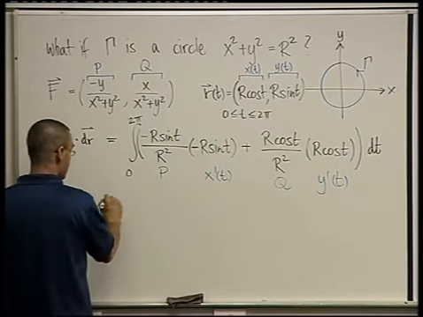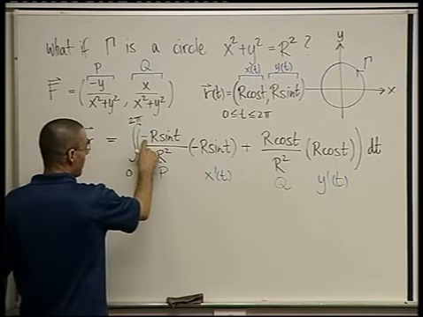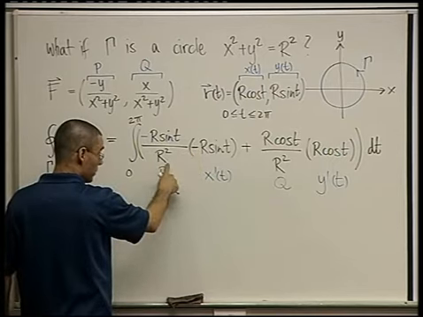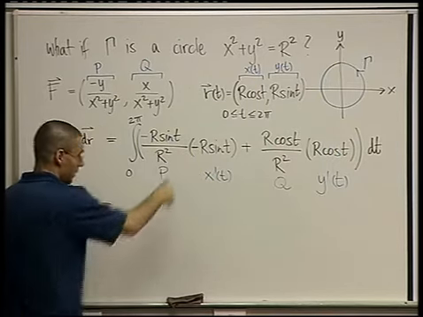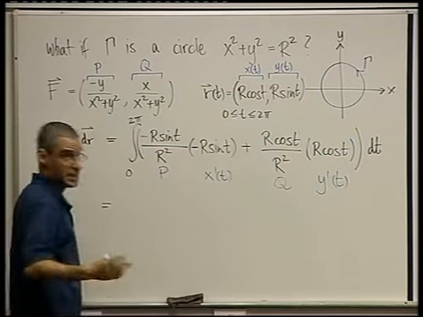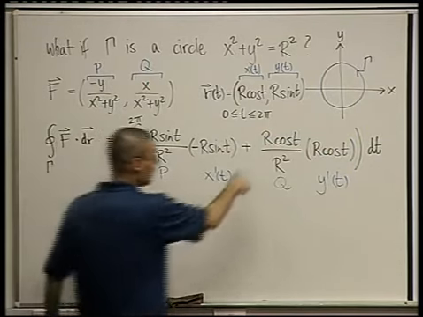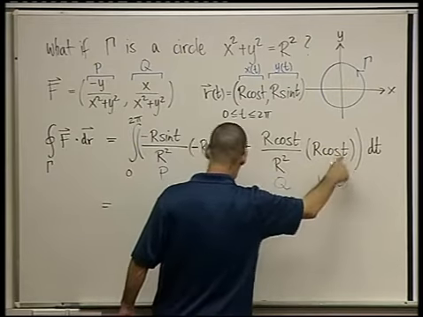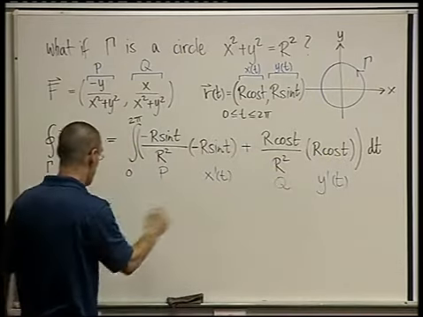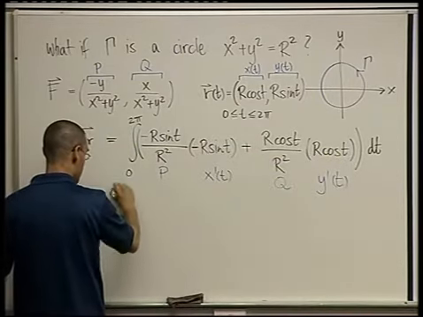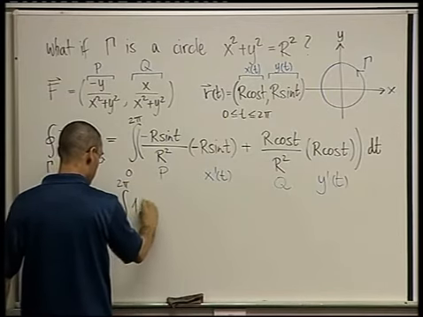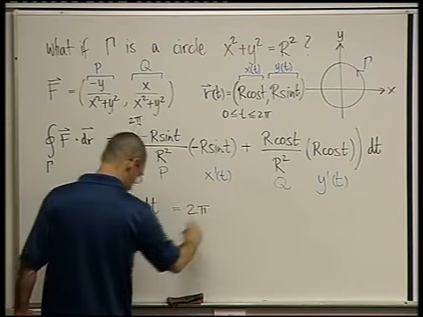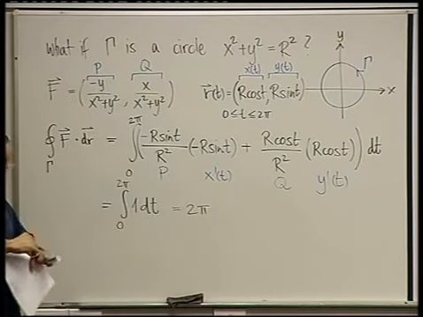So what do I get? Minus r times minus r is r squared, divided by r squared is 1. So here I'm just left with sine squared. Here, r times r is r squared, divided by r squared is 1. So this is just cosine squared plus sine squared is 1. So all I'm left with is the integral from 0 to 2 pi of 1 dt, beautiful, which is just 2 pi. Do you agree?